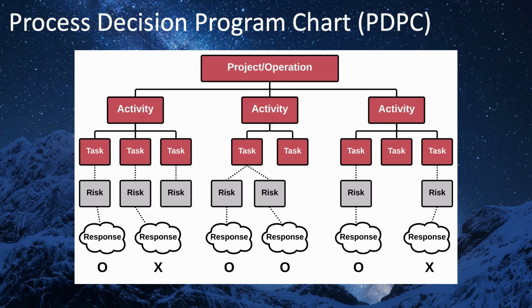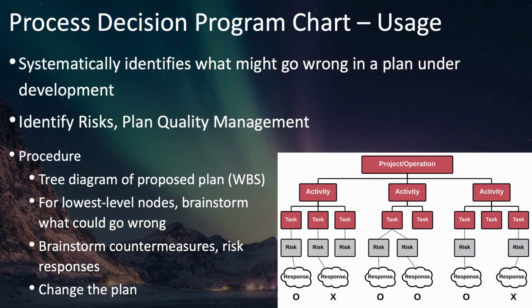The Process Decision Program Chart is particularly useful when planning risk management. It's used to systematically identify what could go wrong, which is applicable to the project management planning processes of identify risks and plan quality management.